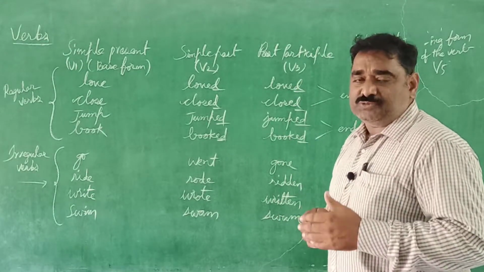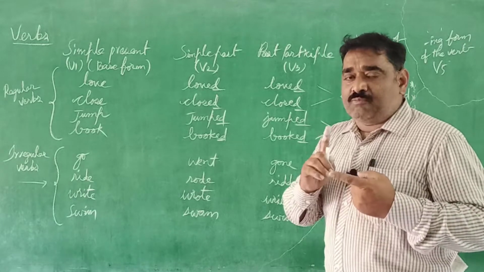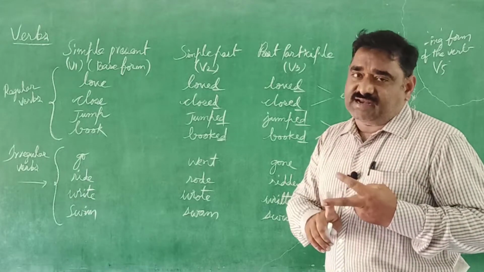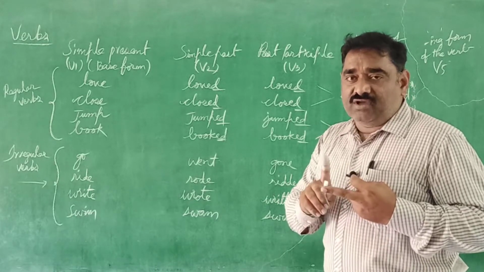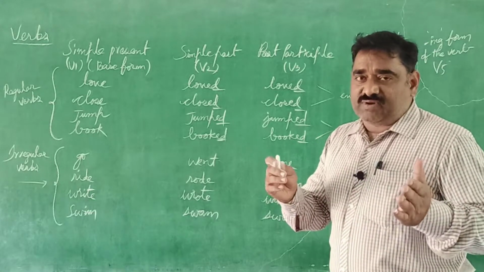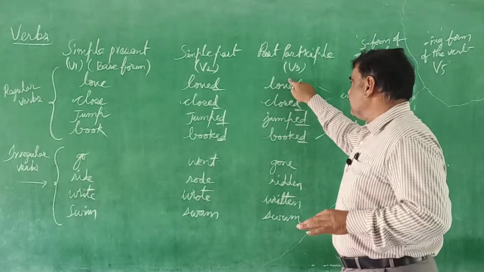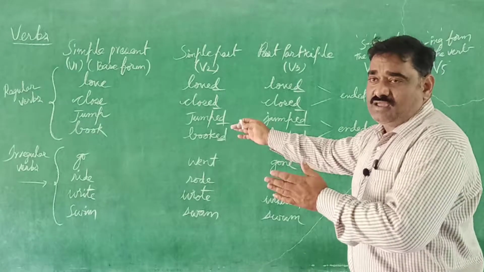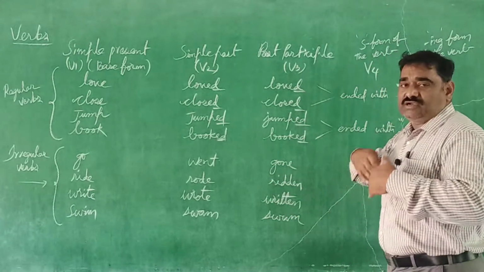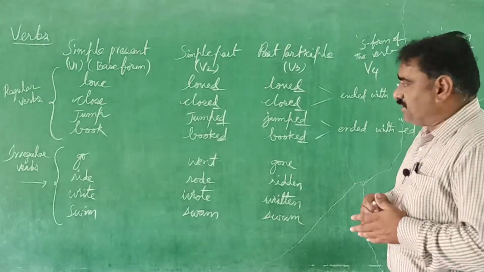This V3 past participle we use only in passive voice and perfect tenses: present perfect, past perfect and future perfect. Elsewhere we do not use V3. Then V4, V5. This is not related to this topic, but anyhow, I would like to disclose that information also.